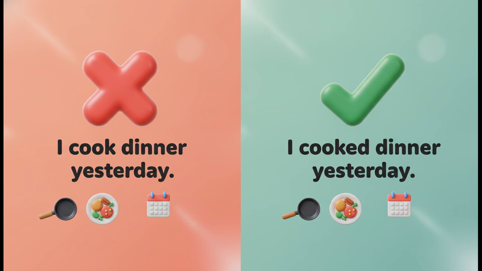Take a look at the red side. I cook dinner yesterday. This is incorrect because it forgets that tiny ed ending. Without it, the verb is still in the present tense. The correct way is on the green side. I cooked dinner yesterday. You absolutely have to add that ed to show the action is finished.